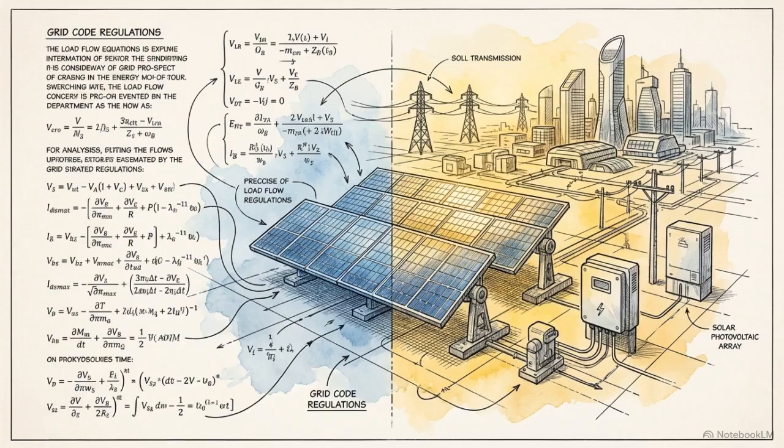Load flow studies, short circuit analysis, and strict grid codes provide the fundamental mathematical proof required to build a safe, bidirectional modern power grid.